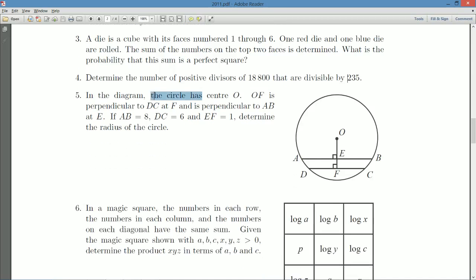In the diagram, the circle has center O. OF is perpendicular to DC at F and is perpendicular to AB at E. If AB equals 8, DC equals 6, and EF equals 1, determine the radius of the circle. Okay.